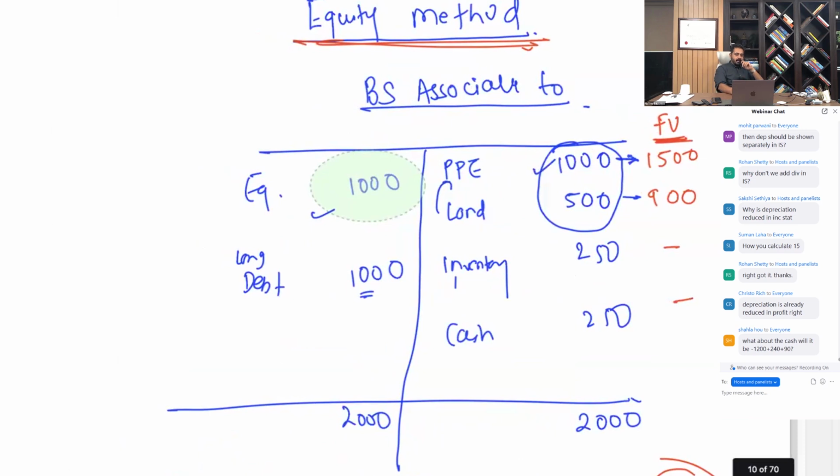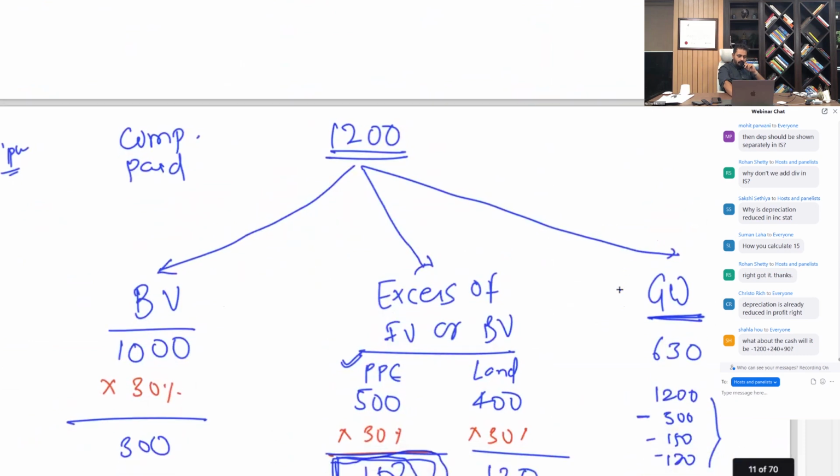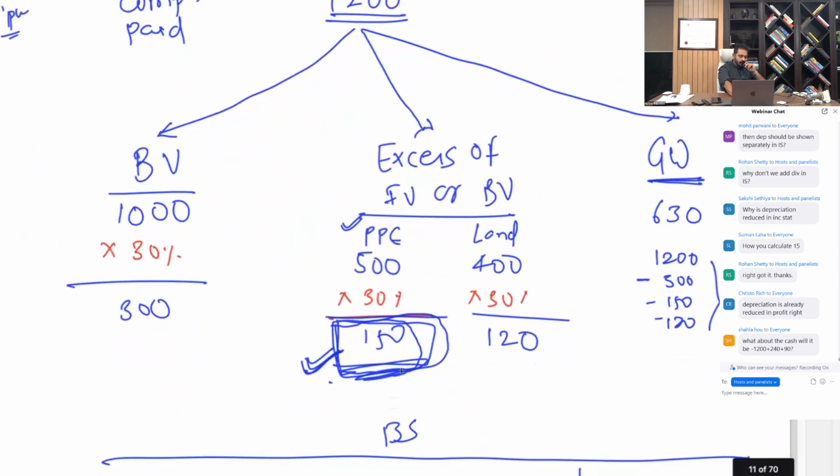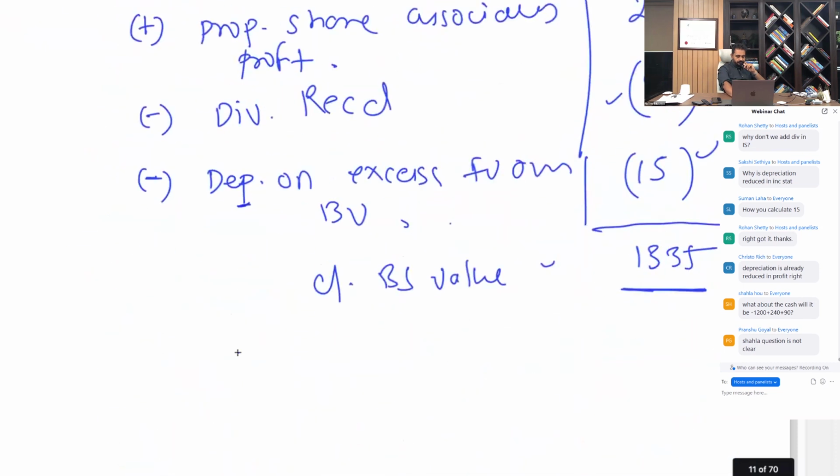But when I purchase 30%, I assume that their PPE is worth 1500. That means that there is that 500 excess. Now, ideally, there should be a depreciation charged on the whole 500, but hey, I'm buying only 30%. So my share of the excess of fair value over book value is 150. On that 150, I will be charging 10 years of depreciation. That will be 15.